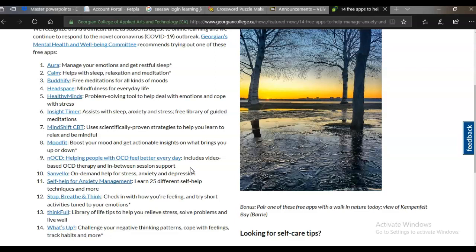So again, looking at your own patterns when it comes to coping with stress can be really helpful for you in developing a plan.